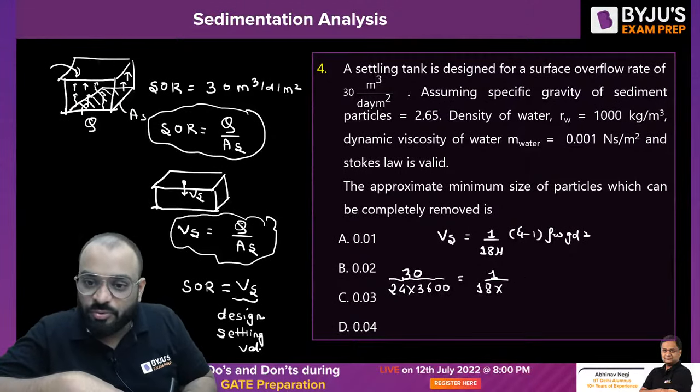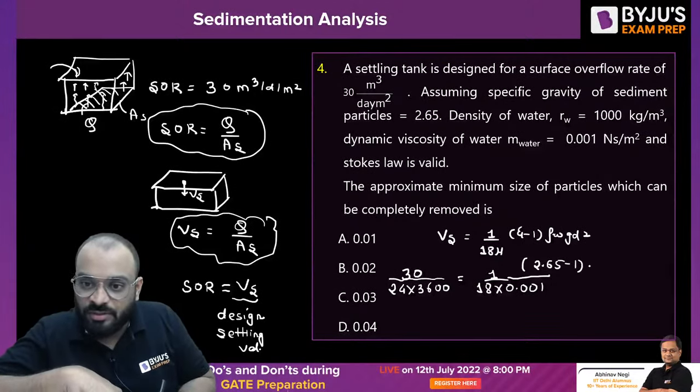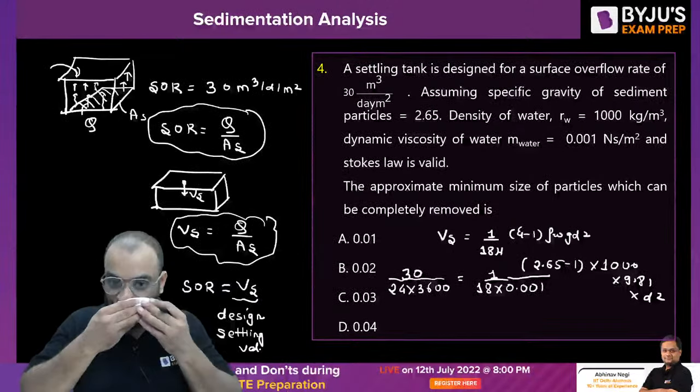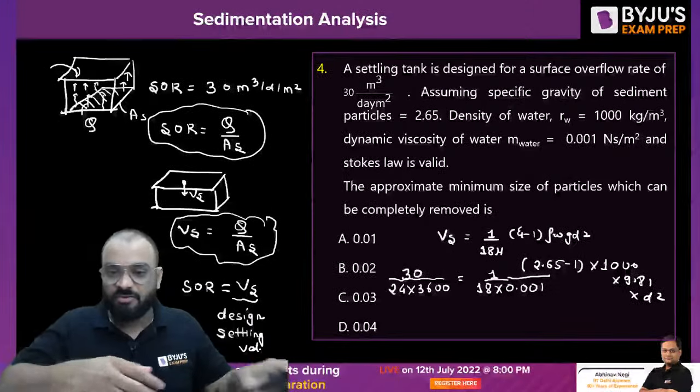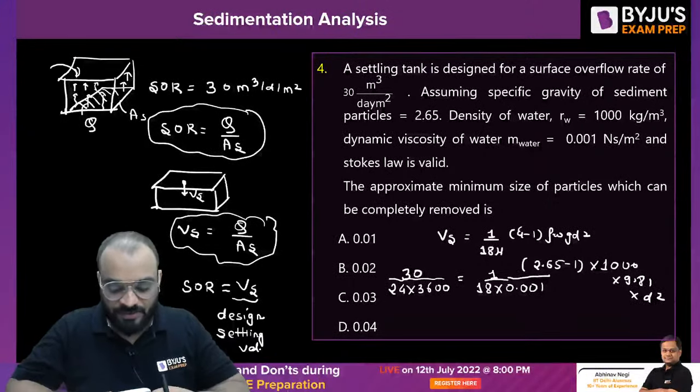1 by 18 mu. What is the value of mu? It is given as 0.001. Bracket G. G is equal to how much? 2.65. Minus 1. Multiply by rho W, which is 1000. Small g, which is 9.81. And you need to find out the size of particle, which is basically D. Okay. Let's do it and find out the size, and please let me know the answer.